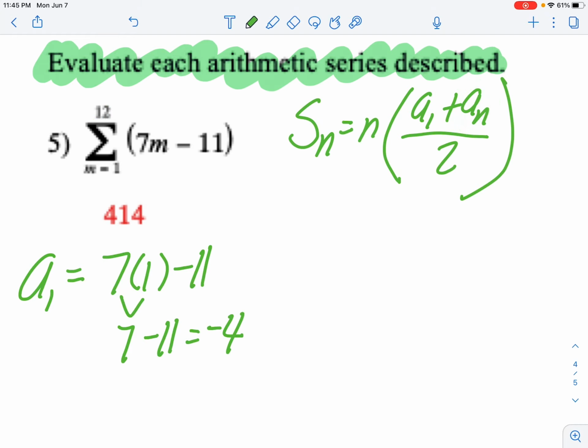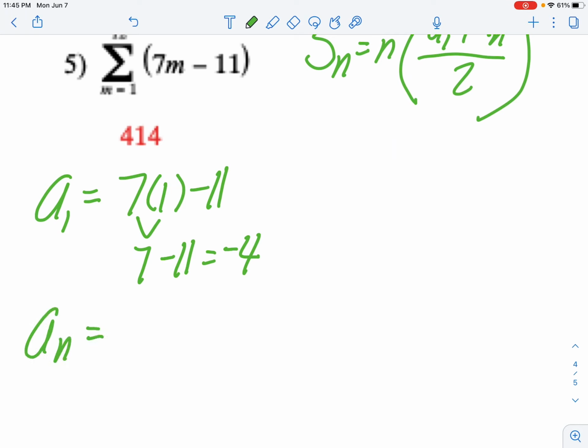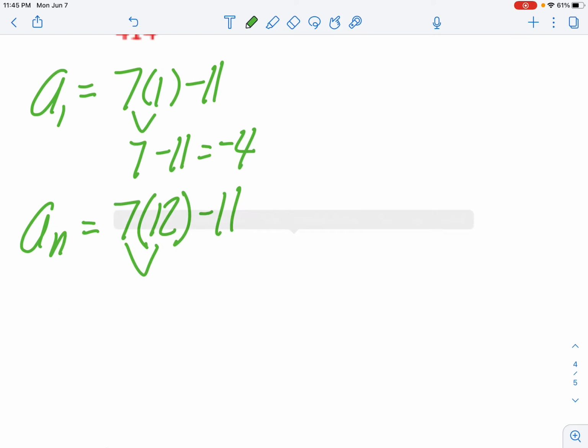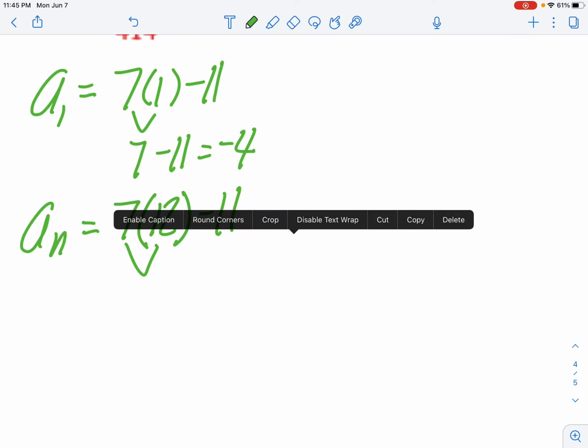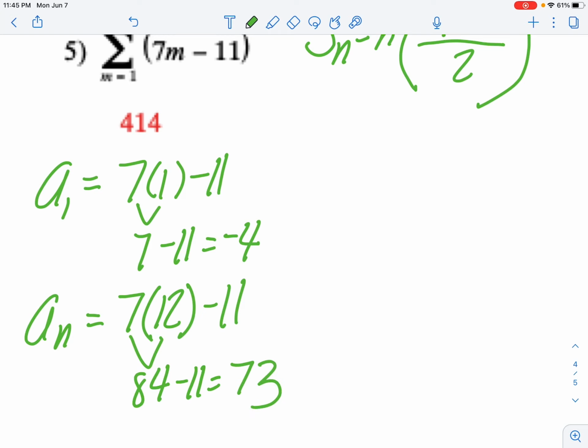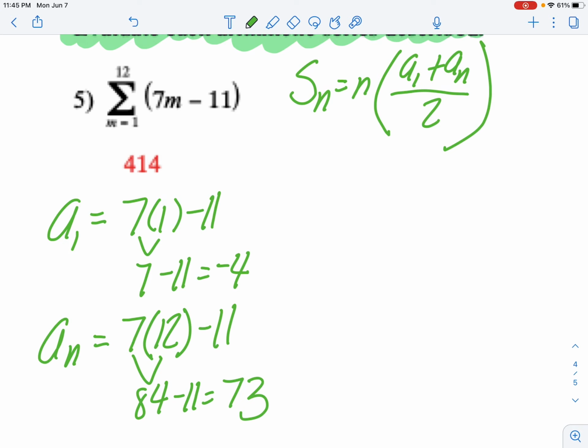a_n, my last term, is when I plug in this 12 here. So a_n is equal to 7 times 12 minus 11. 7 times 12 is 84, minus 11 is 73. Okay, so we're going to find the sum of how many numbers? 1 through 12: 1, 2, 3, 4, 5, 6, 7, 8, 9, 10, 11, 12. So n is 12, the first term is negative 4, and the last term a_n is 73, over 2.